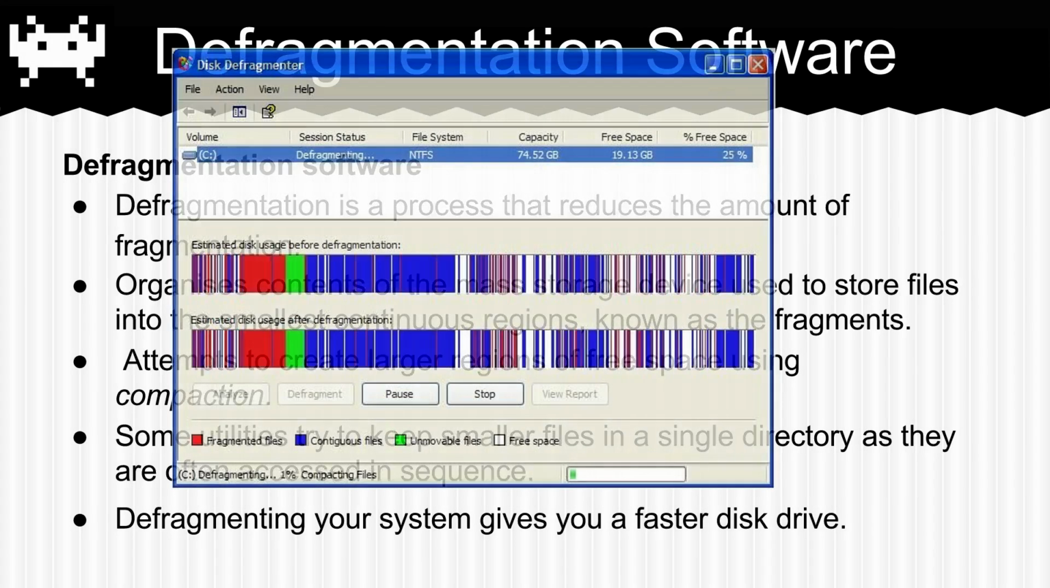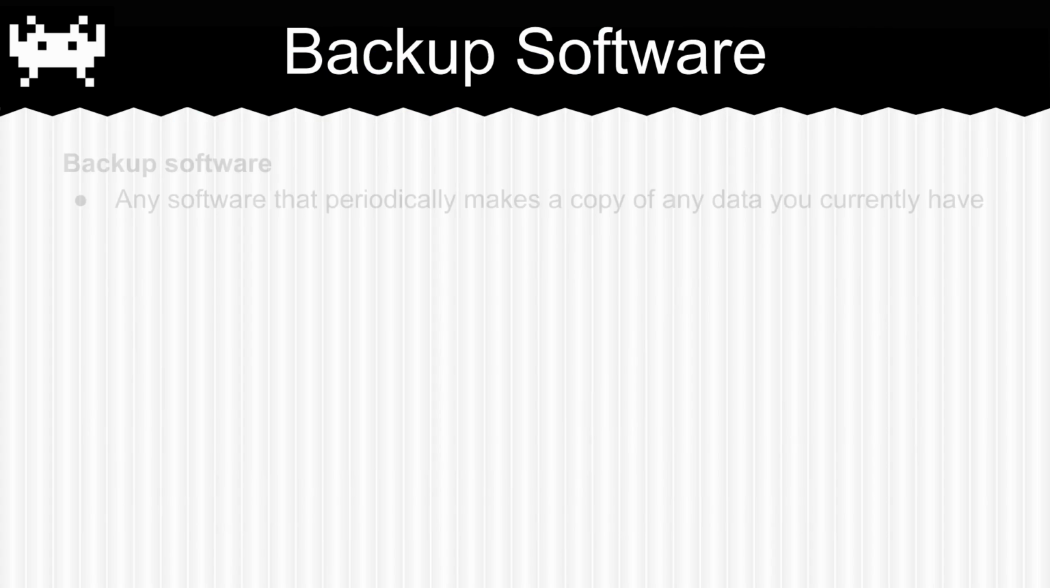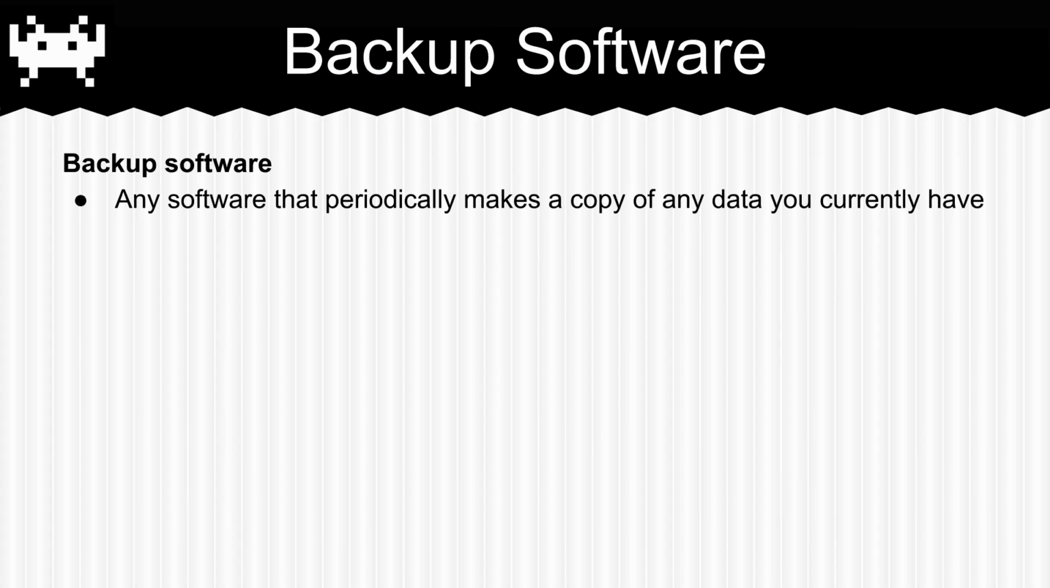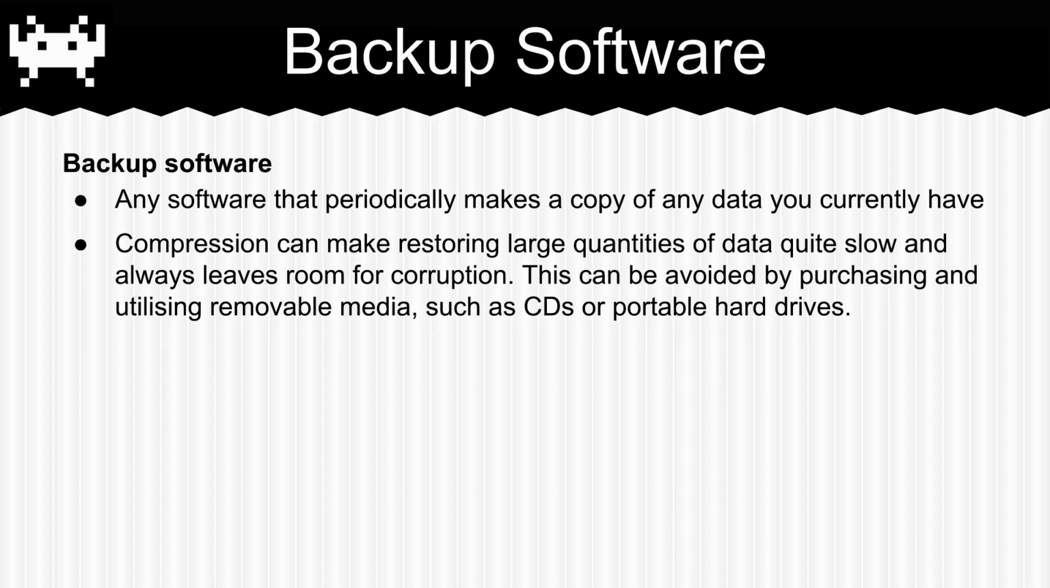Finally, backup software. This is quite self-explanatory. Basically, it's any software that periodically makes a copy of any data you currently have and stores it in dedicated sections of your PC for future use. Generally speaking, you won't have installed any backup software unless you're working for a large organization where a server needs such software manually installed. Most operating systems, Windows for example, come with backup software already built in.